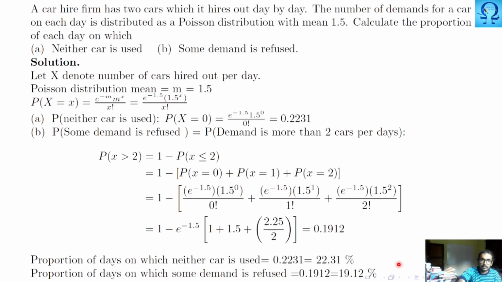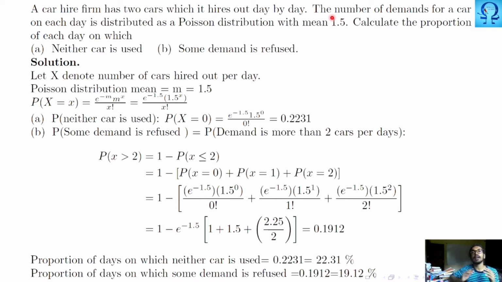Okay. Here the next problem says that a car hire firm has two cars which it hires out day by day. Okay. The number of demands for a car on each day is distributed as a Poisson distribution with mean 1.5. It means what? Lambda equals 1.5. We'll have to calculate the proportion on each day on which neither car is used, which means 0. Right? When small x is 0, what is the probability? Some demand is refused.